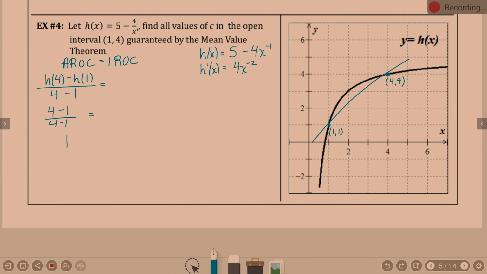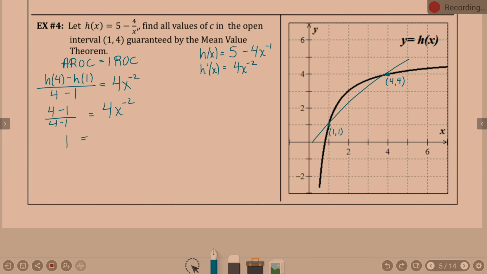The derivative of 5 is 0, nothing. Negative 1 times negative 4 makes it positive 4. Subtract 1. Now, this is 4x to the negative second. How can I also express this?